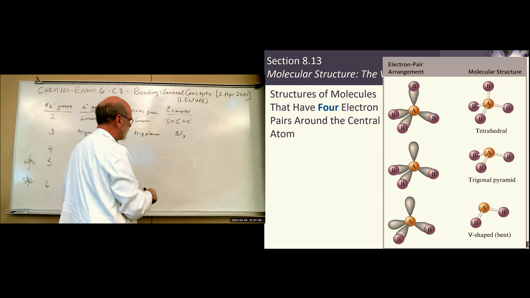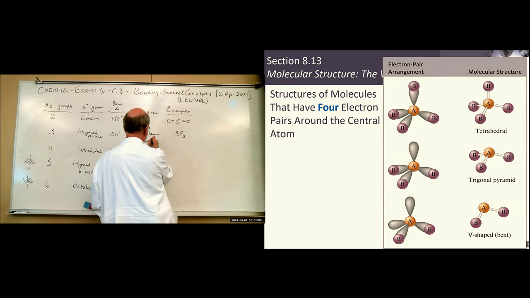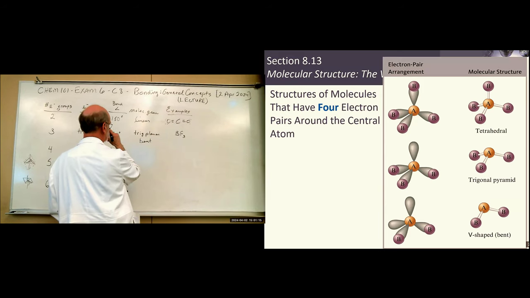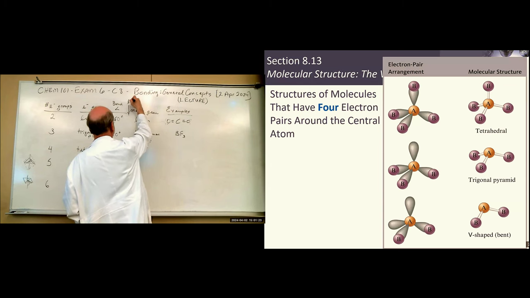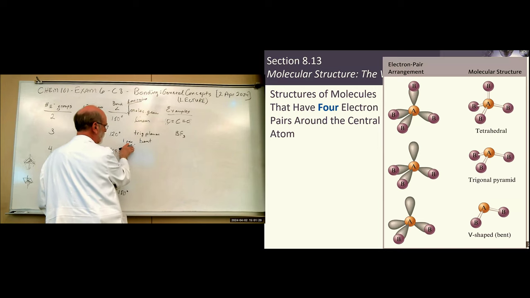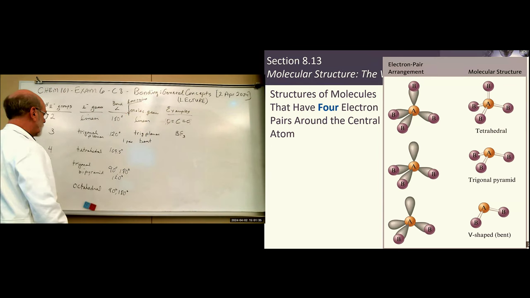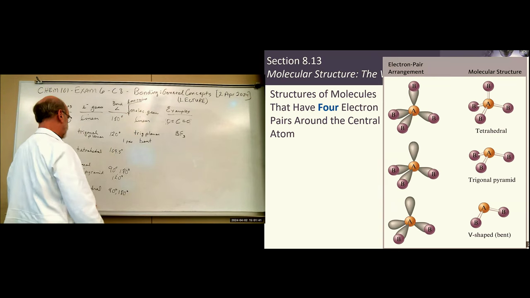I'm trying to think of an example where one of these is missing, right? You have a free electron pair. In that case, you'd have a bent molecule. In here, you would have lone pairs. Right here. So if it's one lone pair, you'd have a bent molecule. I can't think of an example right now. And of course, if you had two lone pairs, then it would be linear again. So I'm not going to put that one up there.